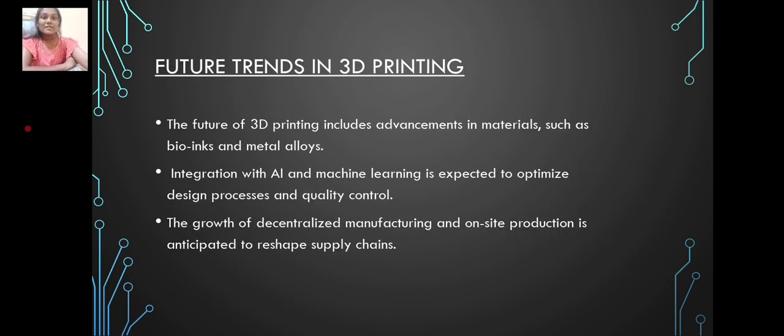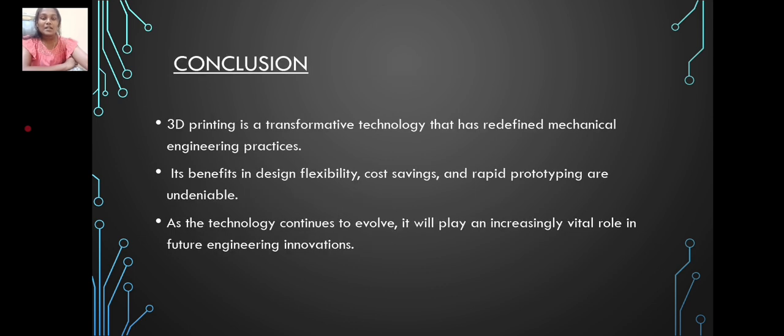Future trends in 3D printing. The future of 3D printing includes advancements in materials such as bioinks and metal alloys, and integration with AI and machine learning, that is AIML. It is expected to optimize design processes and quality control. The growth of decentralized manufacturing and on site production is anticipated to reshape supply chains.